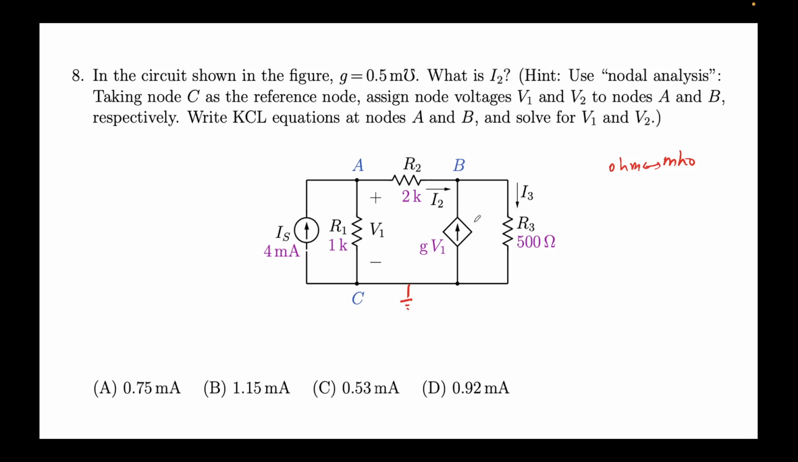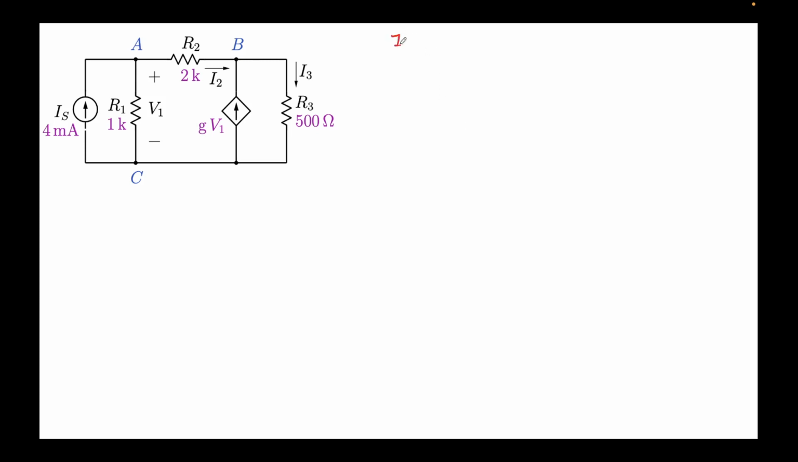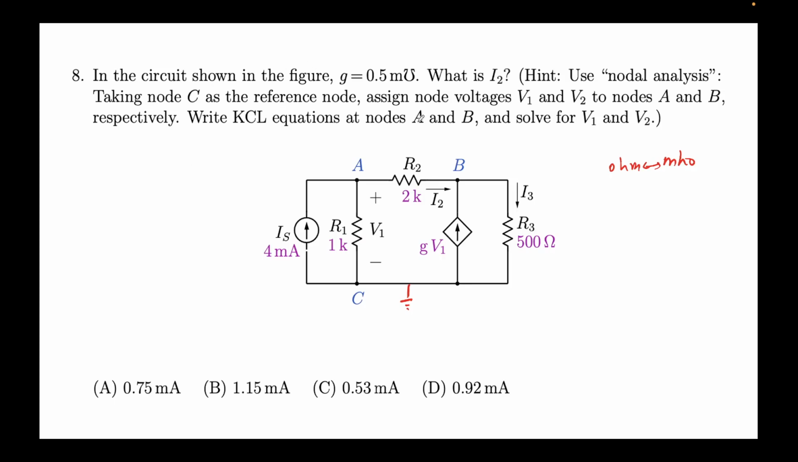So we are required to find I2. This is grounded. This is V1, and this point is V2. Now, first let's identify the unknowns in the problem. We don't know I2. We don't know I3 either. We don't know V1, and we don't know V2. So at these two nodes, we know the current here, but we don't know the current here. Fine. So the question says, write KCL equations at nodes A and B.